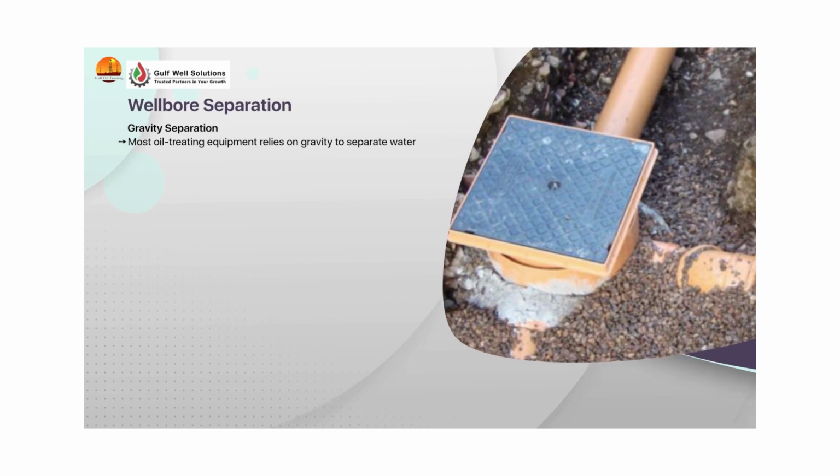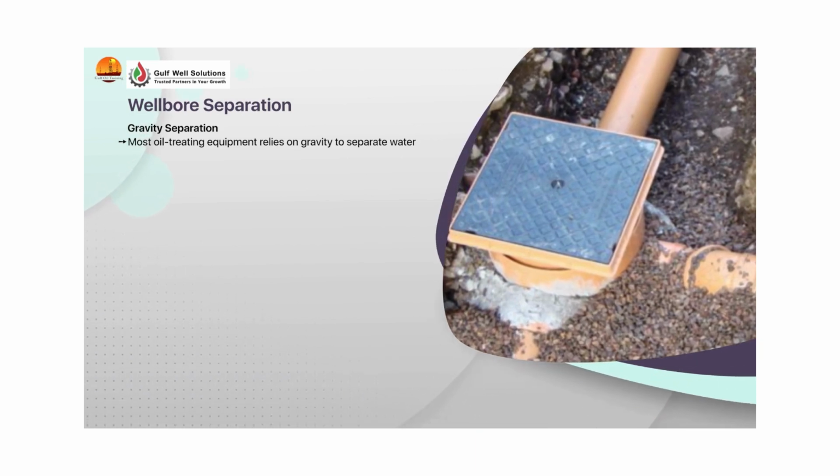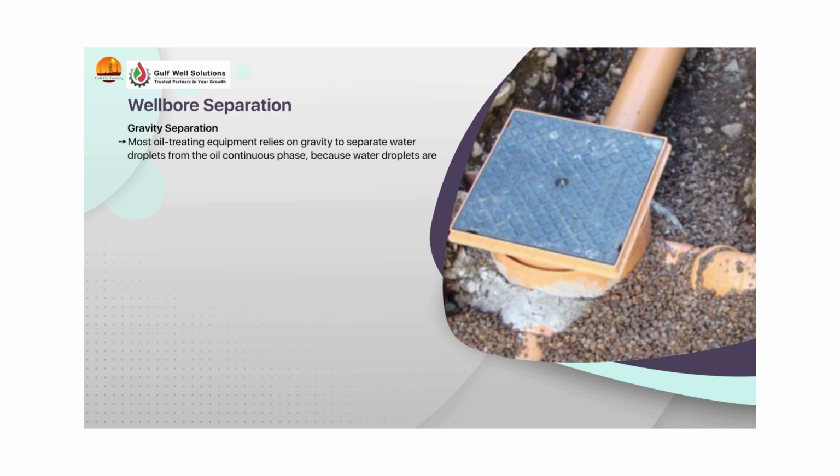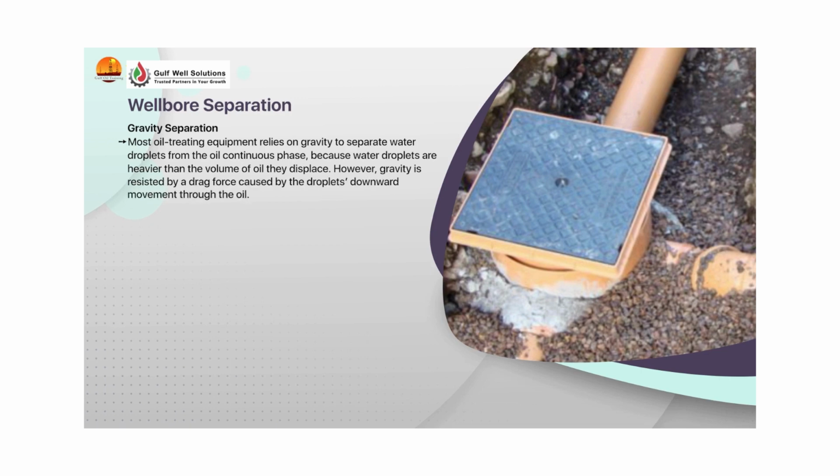Gravity separation. Most oil treating equipment relies on gravity to separate water droplets from the oil continuous phase, because water droplets are heavier than the volume of oil they displace. However, gravity is resisted by a drag force caused by the droplets' downward movement through the oil.